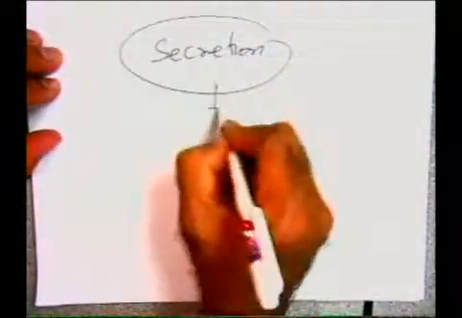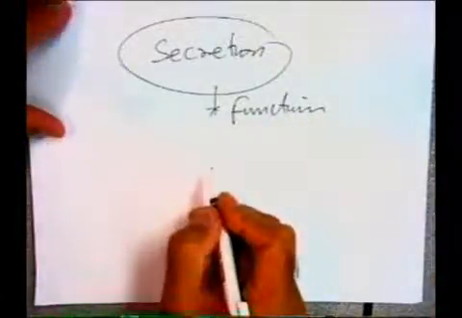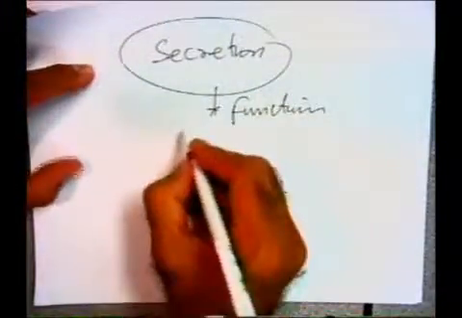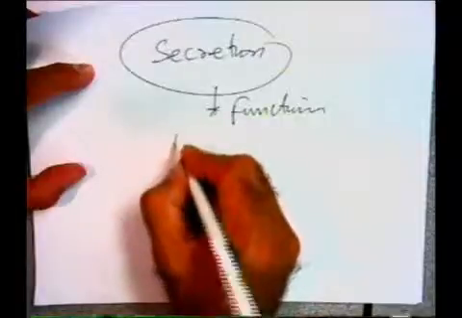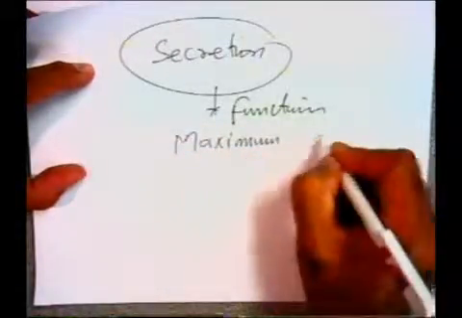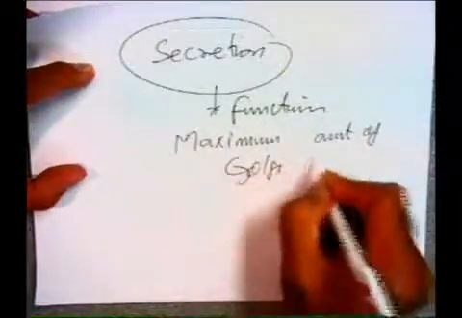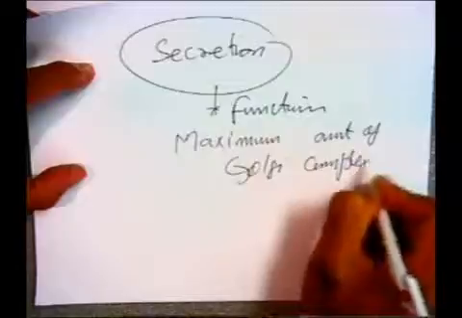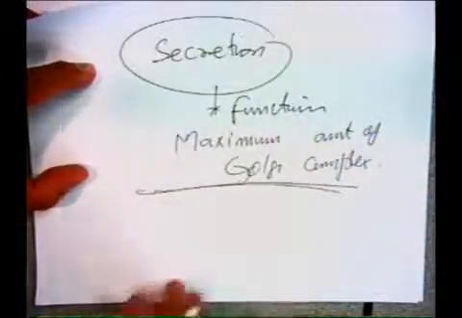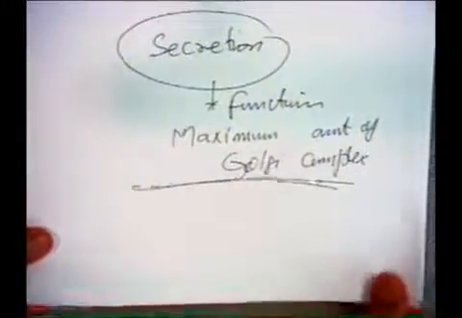Secretion is a function of certain types of tissue. We will see that later on. But secretory cells will have the maximum amount of Golgi complex. So depending upon the function, the number of Golgi apparatus increases. Okay? Now we'll go on to the next one.